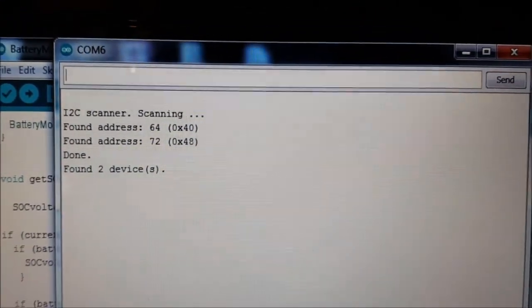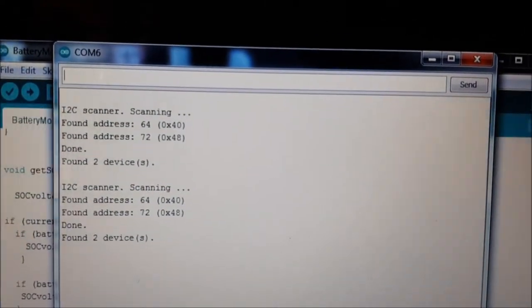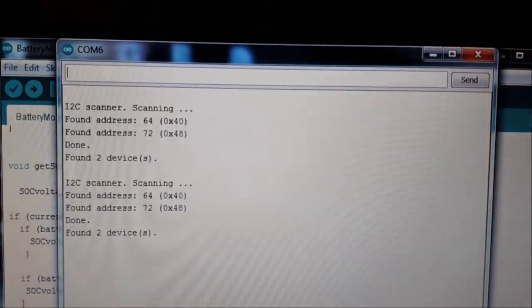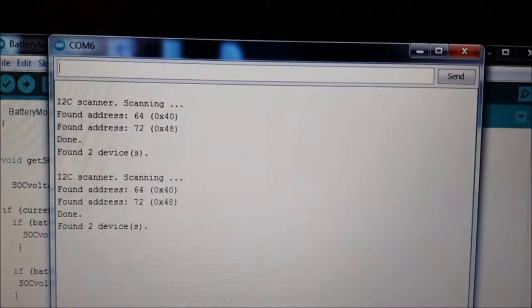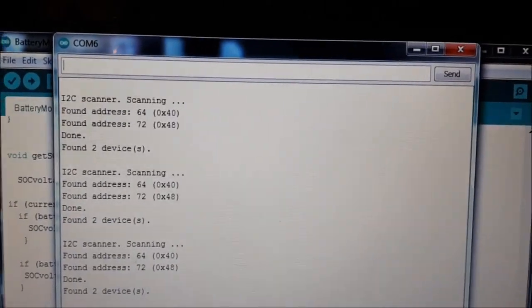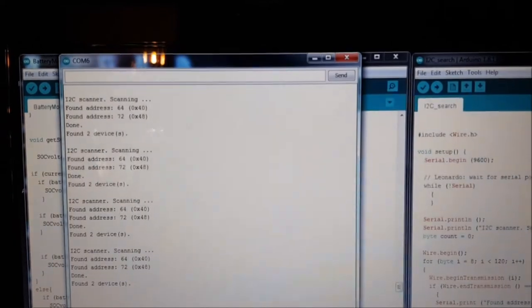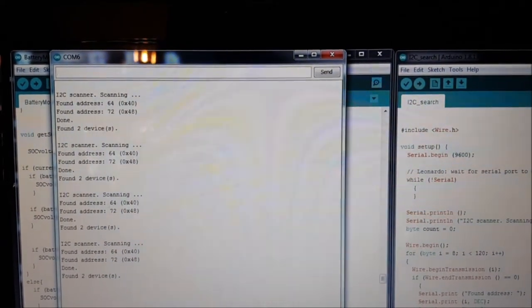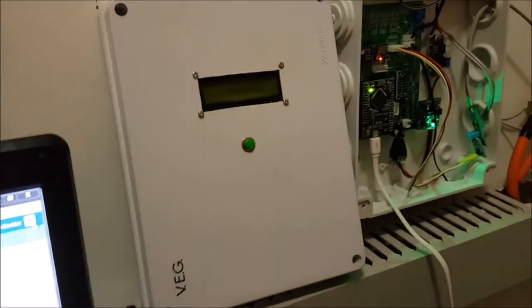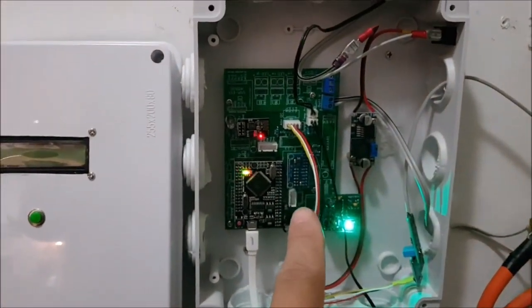And now you can see here, the system has found two devices. One is 0x40 and the other one is 0x48. 0x40 is known to be the standard address of the shunt sensor. So 0x48, because our display is at the moment not connected, can only be the analog to digital converter.